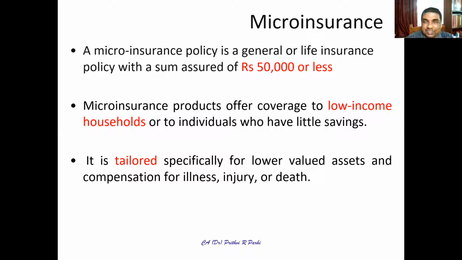As you know, it is intended to cover the low income households or individuals who have little saving. So as usual, the premium amount will also be low. In fact, IRDA monitors these micro insurance policies, sees that the premium amount is less, and that the sum assured is maximum up to 50,000. And these policies are tailored specifically to address the need of the people or the need of a particular community. So in case of some uncertainty like illness, injury, death, these policies help a lot the community, the people, right?